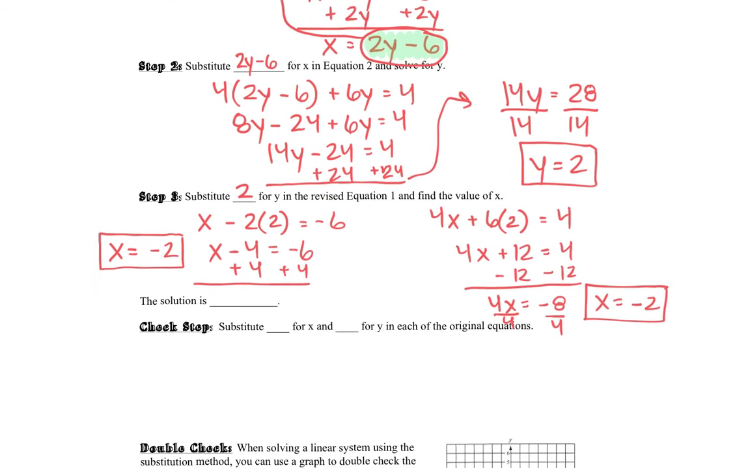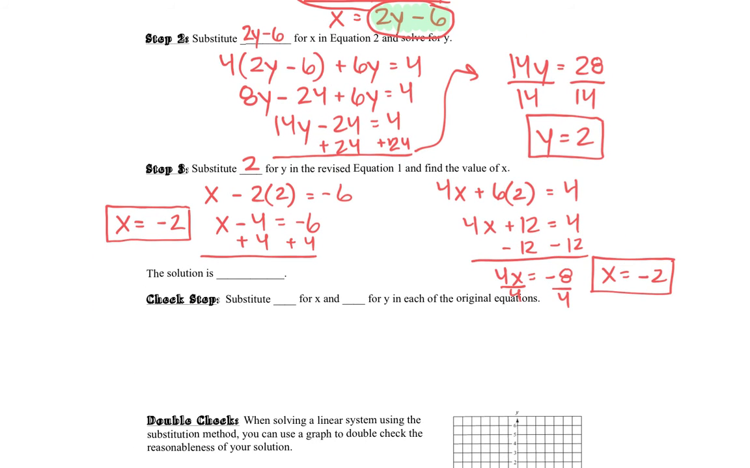And so now I have my x coordinate and my y coordinate, so I know my answer is negative 2, 2. Make sure when you write your ordered pair, you go in the order x, y. The x coordinate first, then the y coordinate.